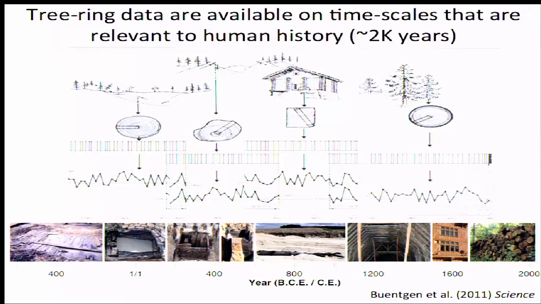The pictures below here, this time series, is from a study that I've done with my colleagues Ulf Buntgen, where we basically patched together wood from Central Europe to look at the influence of climate variability on the fall of the Roman Empire. So I won't talk about that. You can read it if you're interested in that.